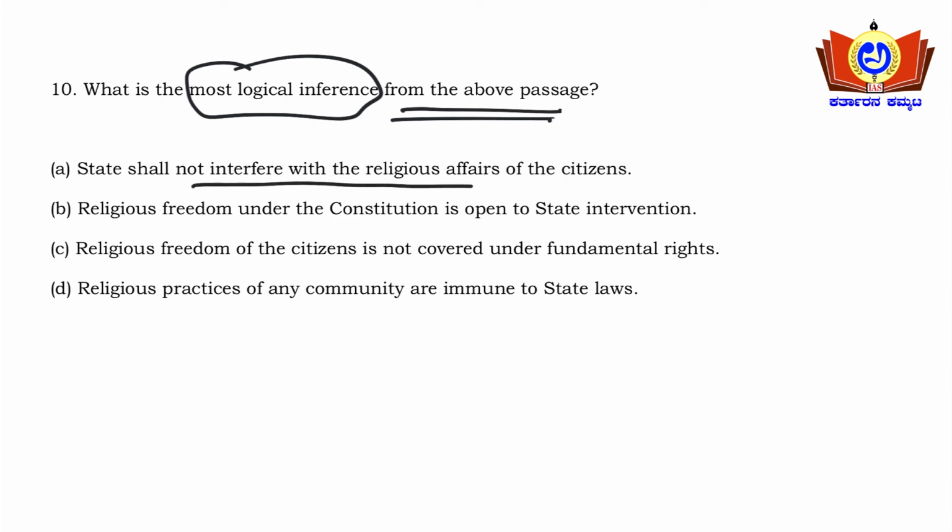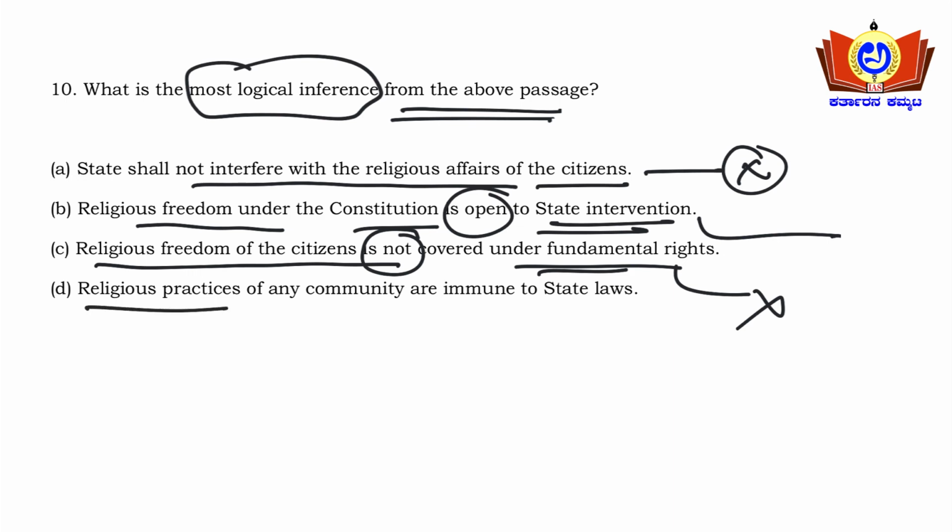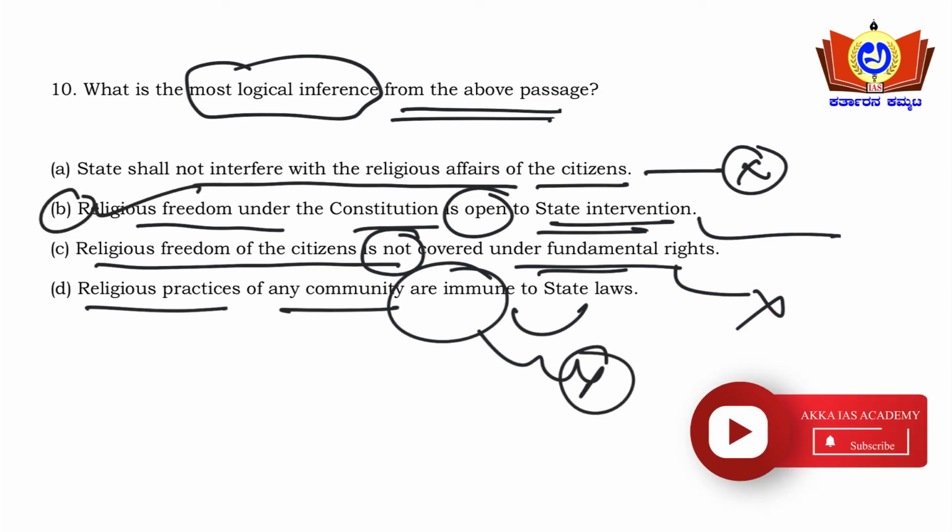Okay, what is the most logical inference here? State shall not interfere with the religious affairs of the citizens. No, this is wrong here. Okay, because in the later part of the passage it is telling that Article 25 virtually constitutes a subordination clause here. Okay, based upon that statement we can say that option A is wrong here. Okay, religious freedom under the Constitution is open to state intervention. So this can be the possible option, my dear friends. Okay, option C is religious freedom of the citizens is not covered under fundamental rights. No, this is wrong here. Religious practices of any community are immune to state laws. No, this is also wrong here. Okay, hence option B is the right option, my dear friends.